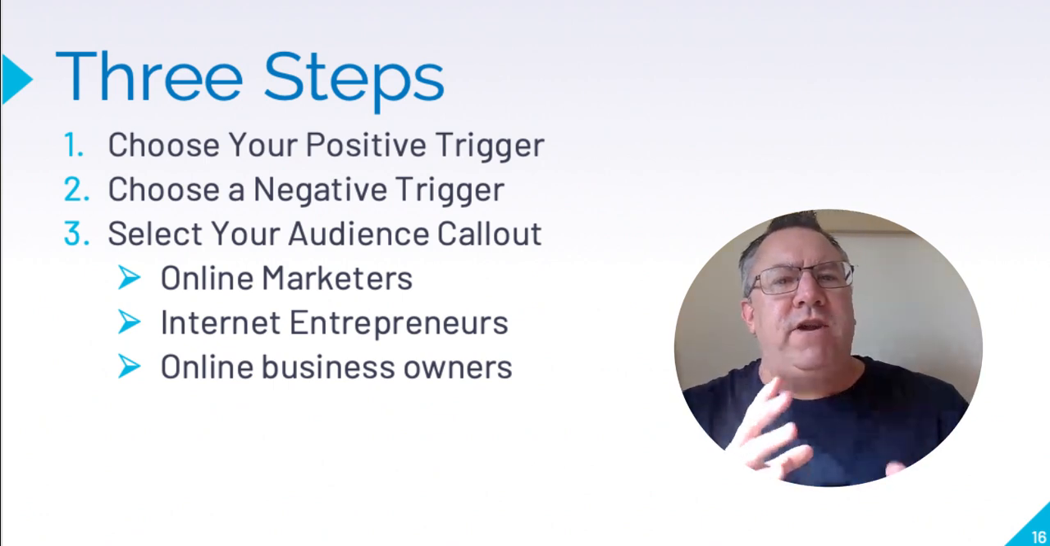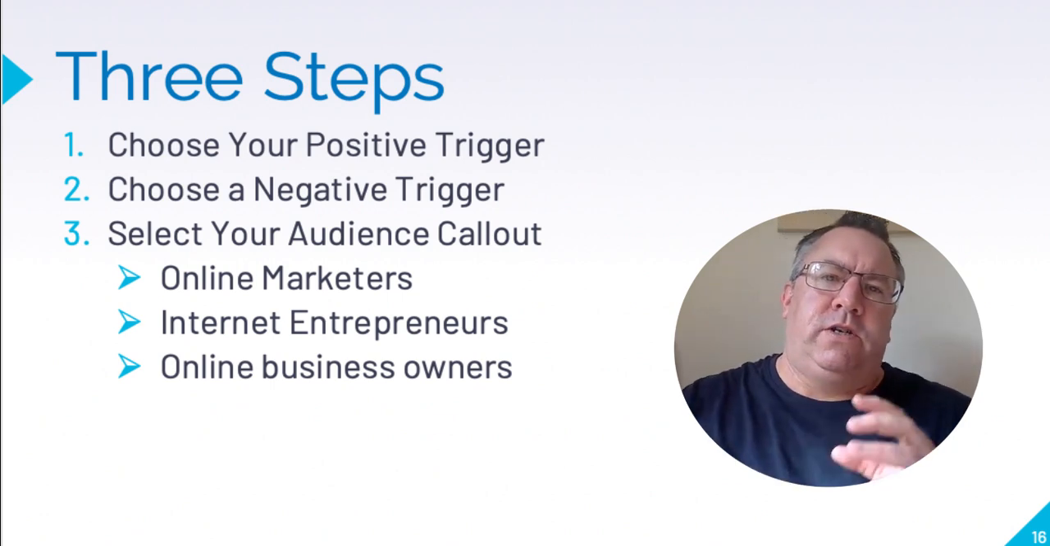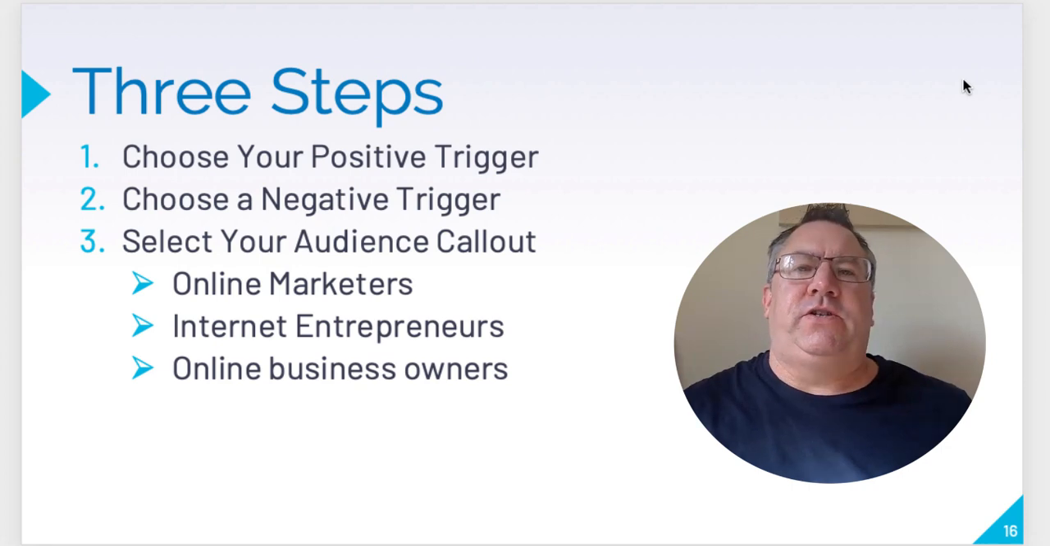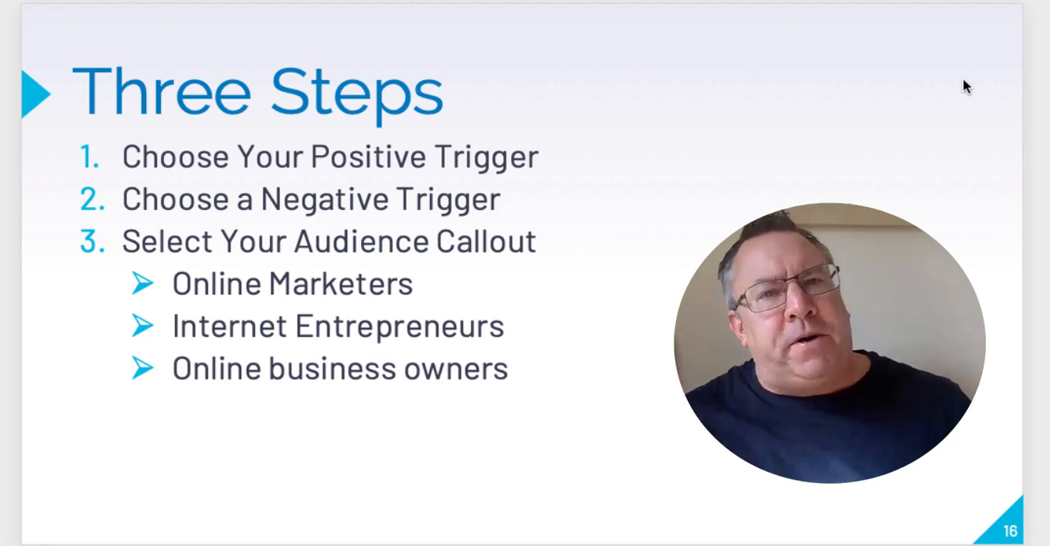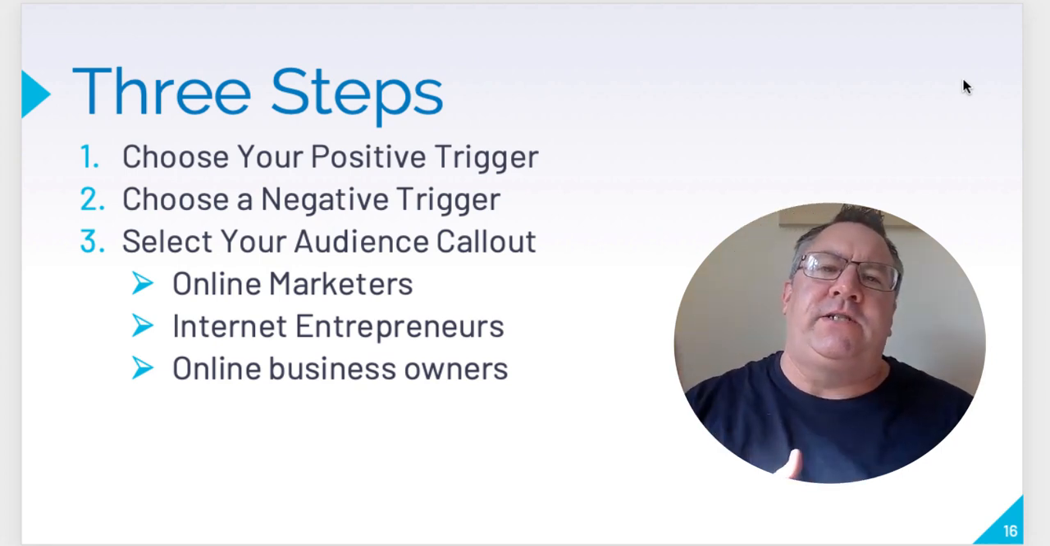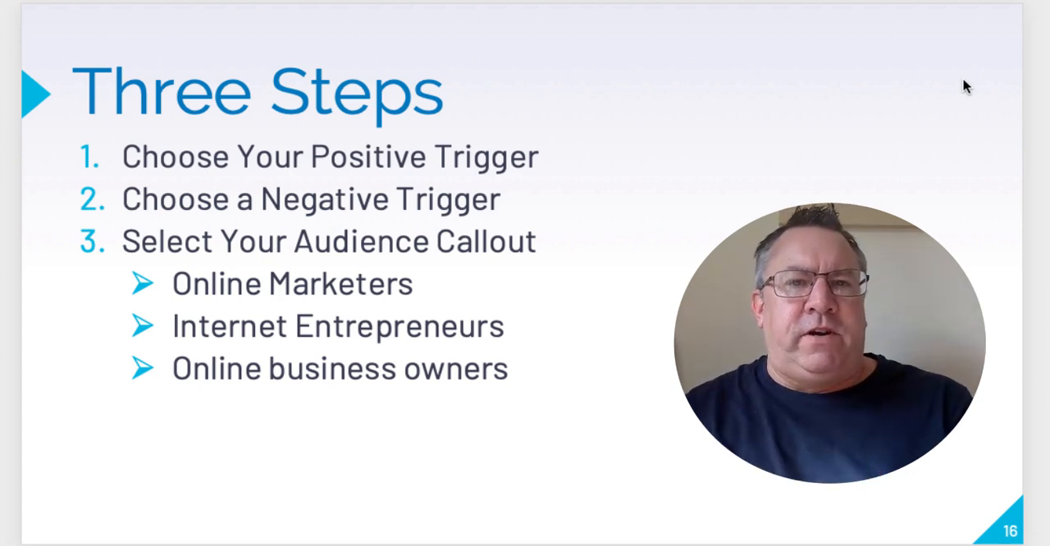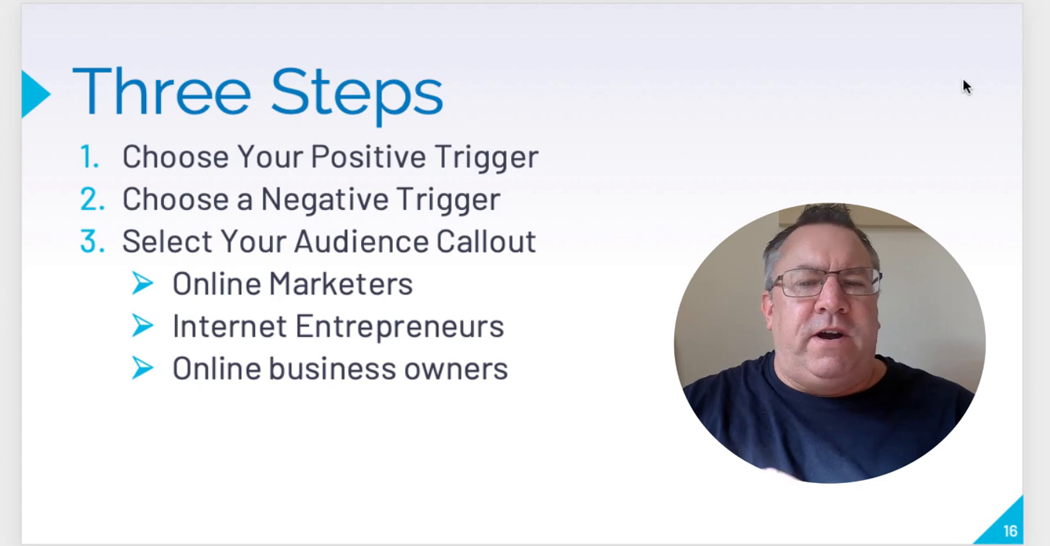So there's three key things that we would do to build this clear message to people. There's 3 steps you go through for this, right? You've got a positive and negative trigger. I showed you that in the last slides, where I've picked a positive trigger to focus on and I've picked a negative trigger to focus on. And then you have an audience call out.